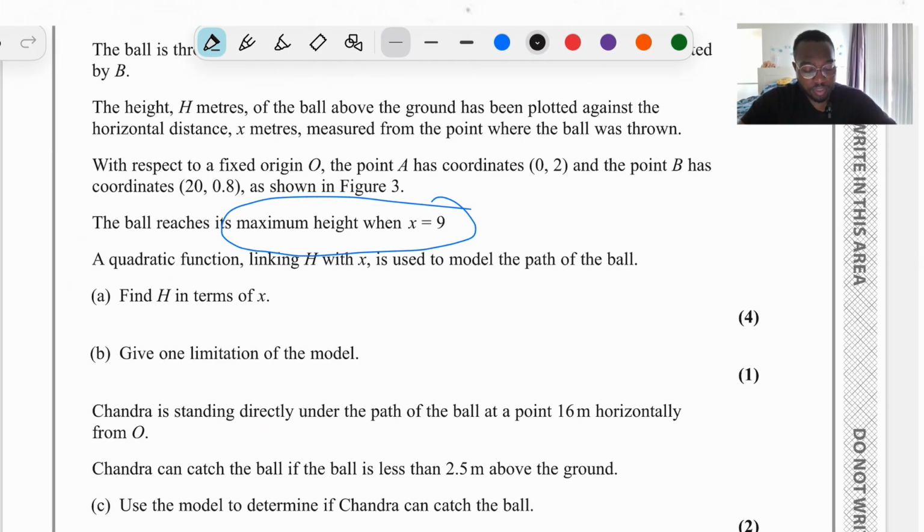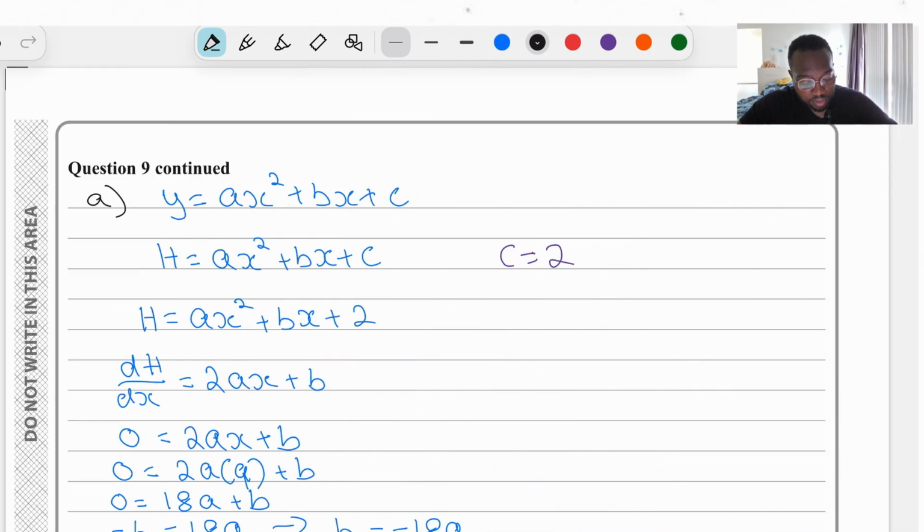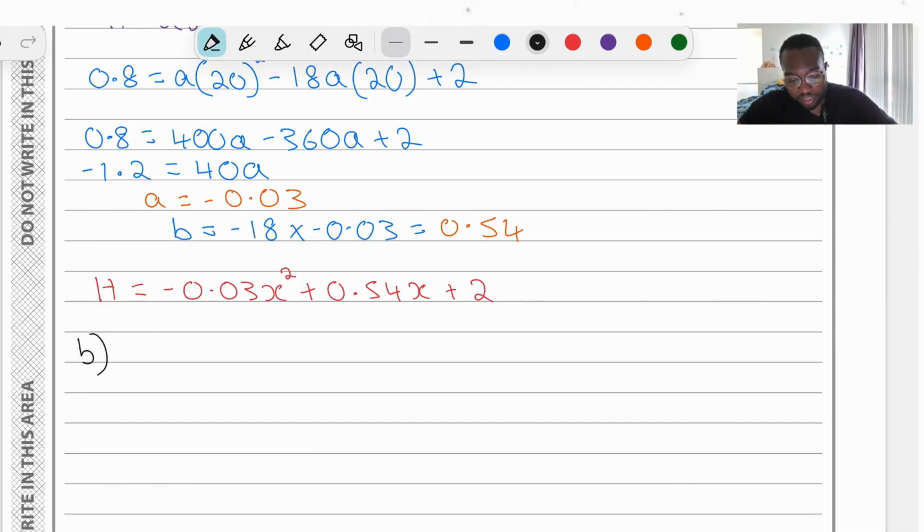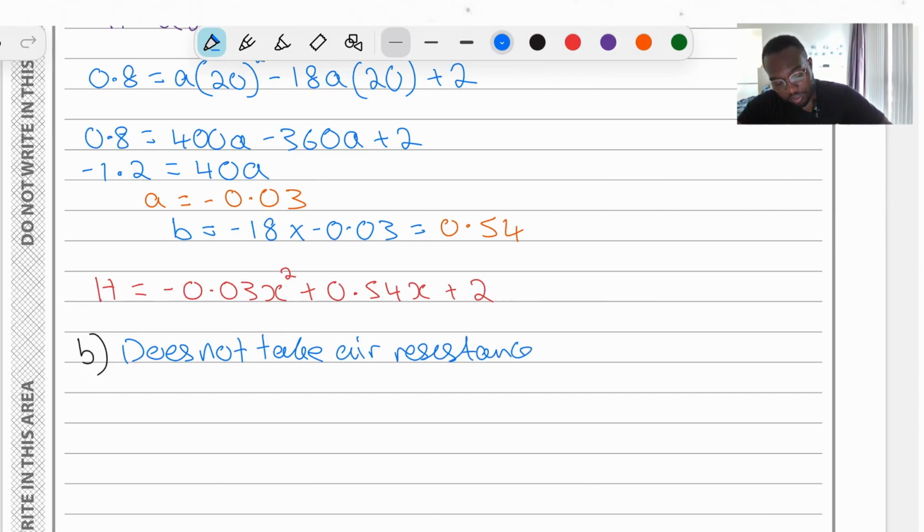So we need to give one limitation of the model. For these questions, there's loads of limitations. The easiest one I would say is that it doesn't take air resistance into account. So you say something like: the model does not take air resistance into account.